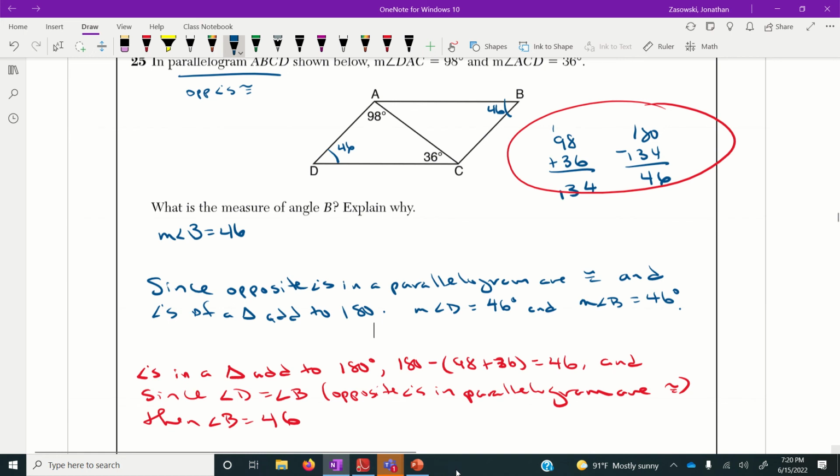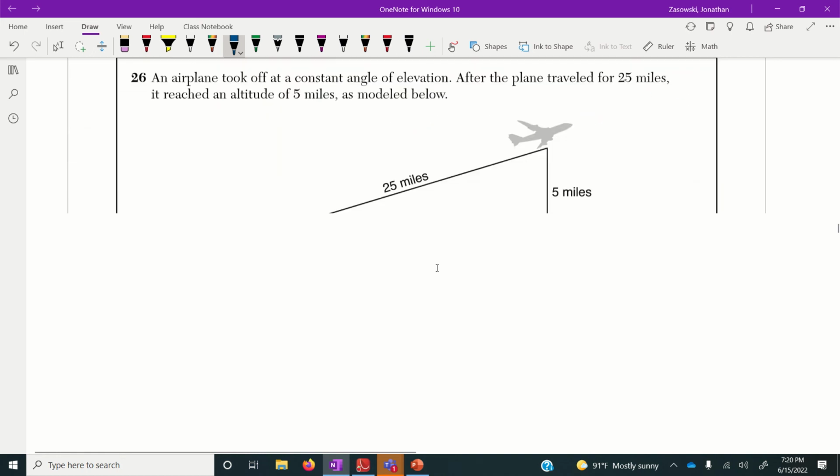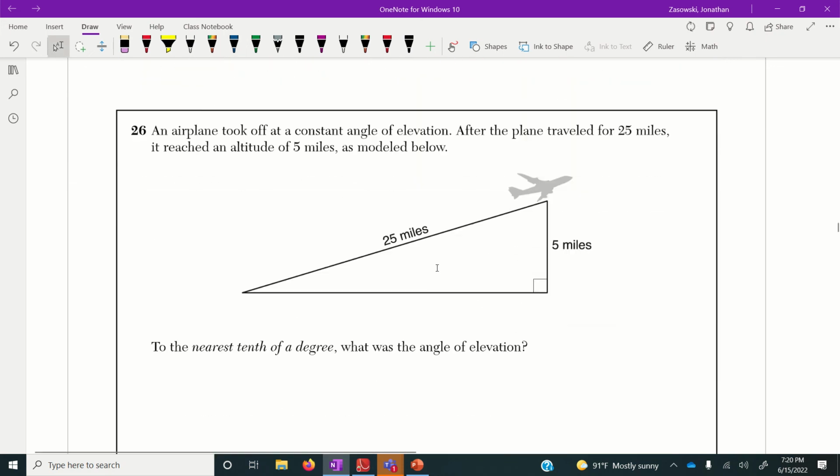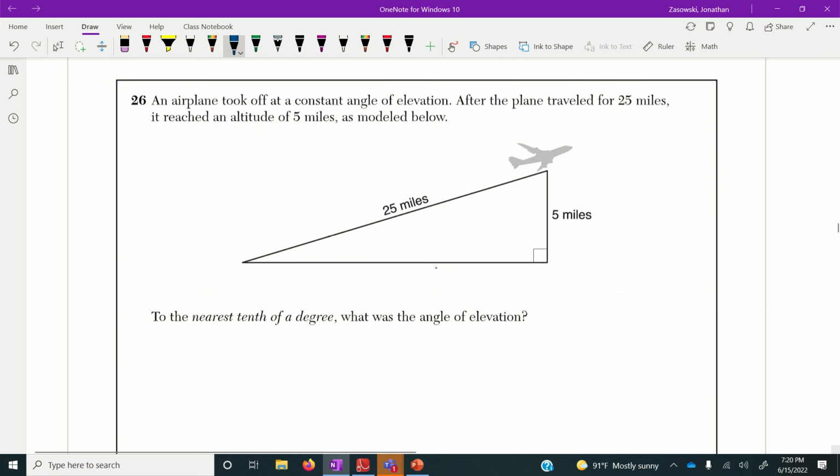All right. Let's take a look at number 26. Airplane took off, reached an altitude of 5 miles. What is the angle of elevation? So key thing here, angle of elevation. Now, miles, and nearest tenth of a degree. So as long as we're in the same units, we can do this. Our angle is located down here, the angle of elevation. We find our angle. We can call this x. We label our sides. This is opposite and hypotenuse. We know we're doing some SOHCAHTOA.